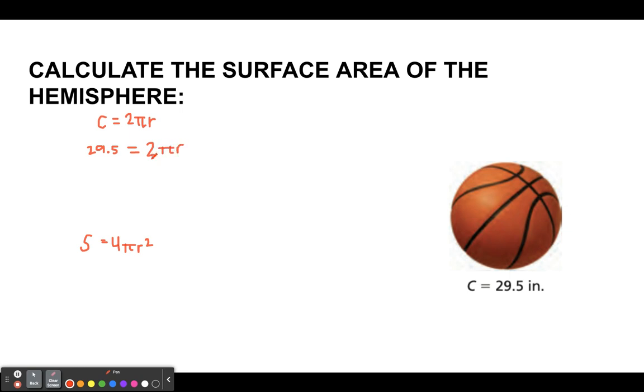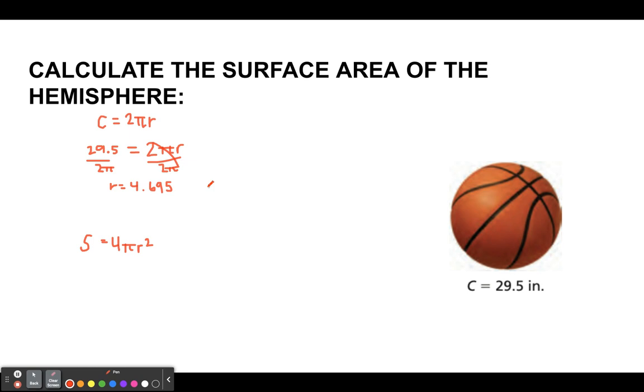So I want to isolate r. That means I'm going to divide both sides by 2 pi. My 2 pi's cancel each other out on my right-hand side. And when I take the 29.5 divided by 2 pi, I get a radius of about 4.695. I just took it out 3 spaces because I'm trying to really minimize the amount of numbers that I take away by using rounding so that my final answer is as exact as possible.